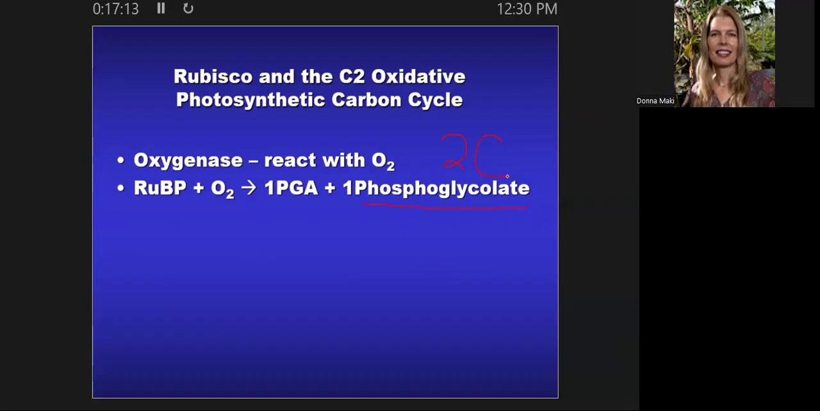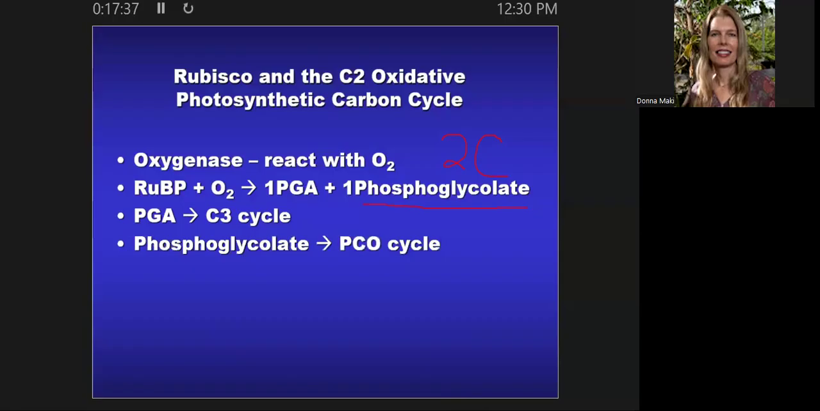Instead, we're going to see it feeds into this other really involved cycle. And the plant can end up managing to salvage and make a PGA out of this, but you'll see it's not easy. But remember that PGA that also gets made, that can go right into the C3 cycle, and that's great for the plant. So then that two-carbon phosphoglycolate, that feeds into the so-called PCO cycle.